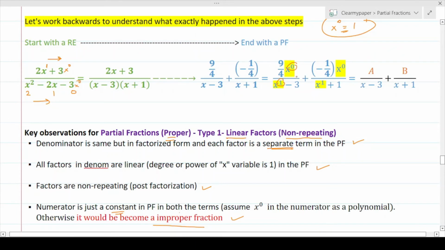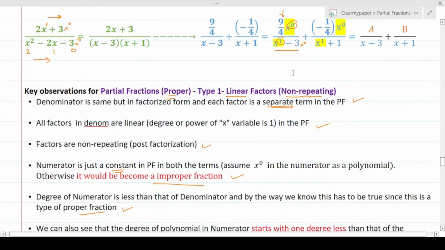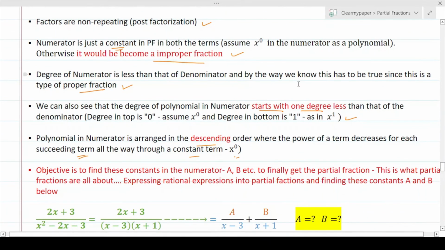And the same thing continues here, where in the denominator we start with power 1 and come to the constant, which is x to the power 0. And the numerator will have 1 degree less, because if it's not 1 degree less, then it will become an improper fraction. Again, it starts with 1 degree less and goes all the way through the constant. But since it's a constant, that's just one term here, okay? So that's another thing. Hope that's not confusing. And this is also done, okay?